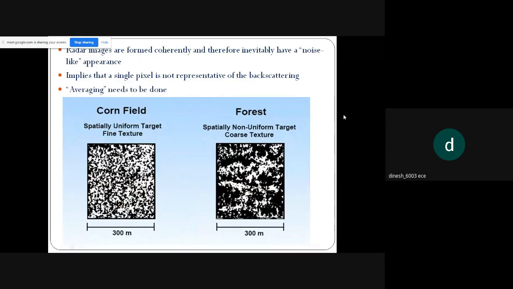So an example of the radar image that found coherent or noise-like structures. You can see that these two pictures are taken with the help of a radar from around 300 meters. The first one is a cornfield. An image is taken by the radar for a cornfield, and the second is for a forest. You can see how much brightness there is for a cornfield, how much darkness there is for a forest.